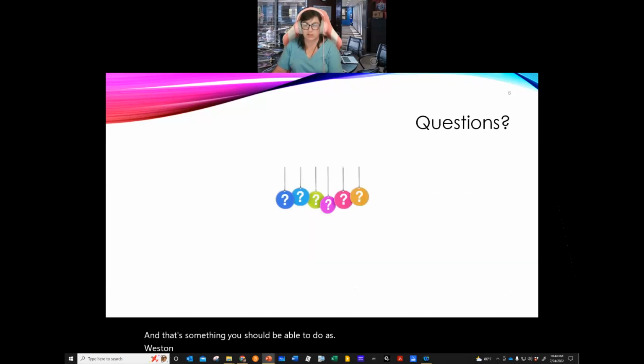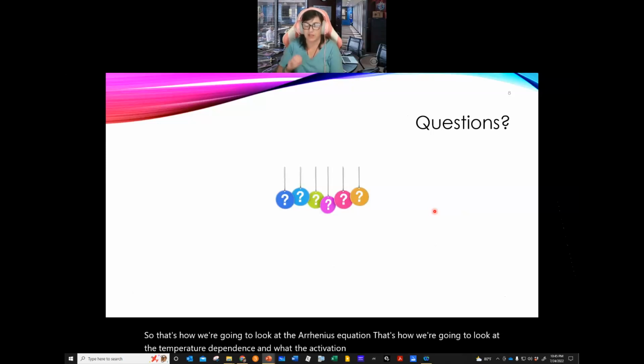Questions, comments, problems on that? All right. Well, that's how we're going to see that part of it. Okay. So that's how we're going to look at the Arrhenius equation. That's how we're going to look at the temperature dependence and what the activation energy is. Okay. Activation energy, transition states, whether it's exothermic or endothermic based on the plot.